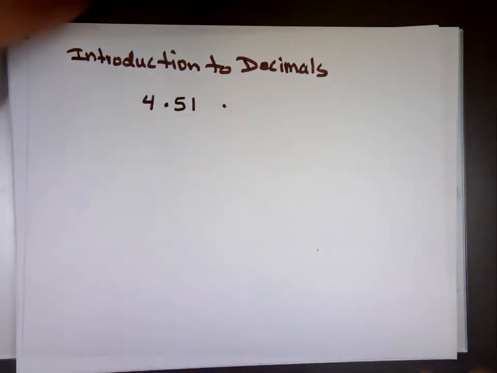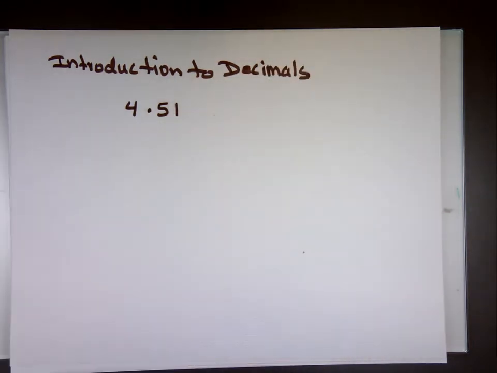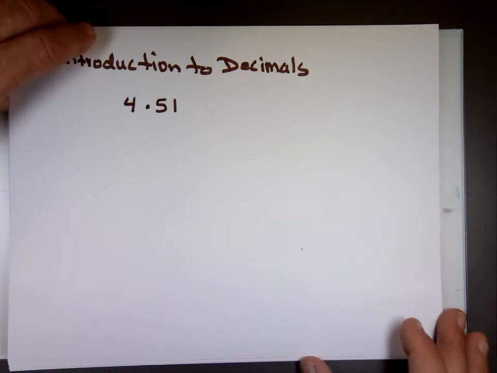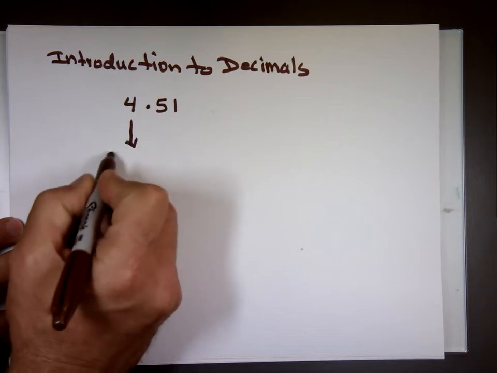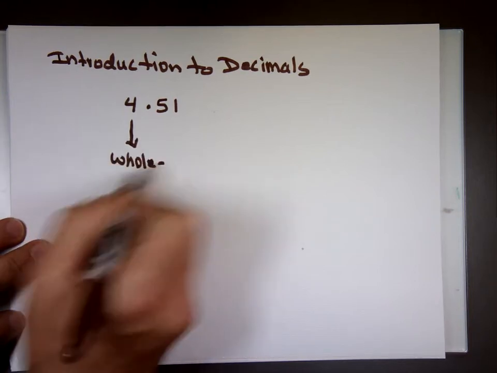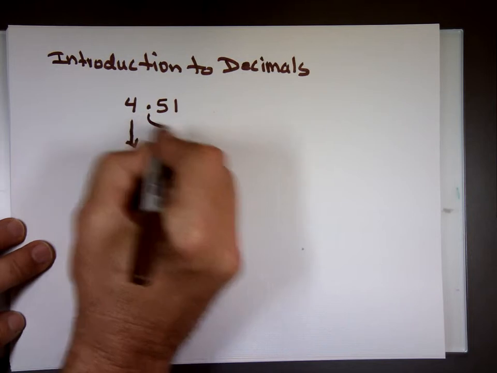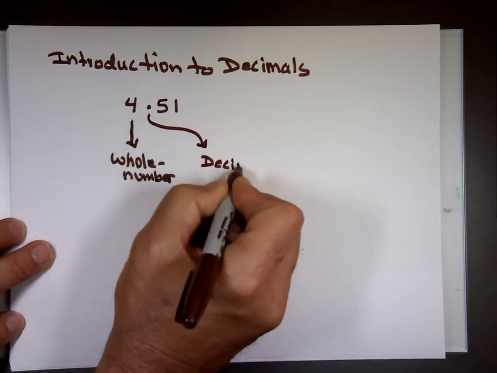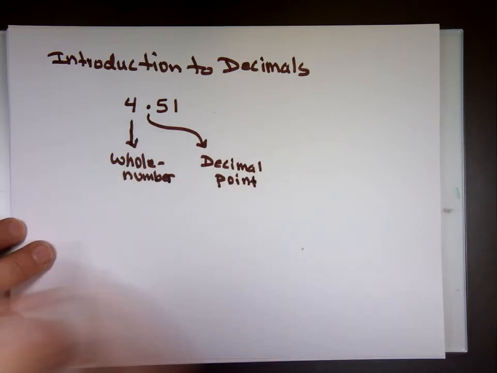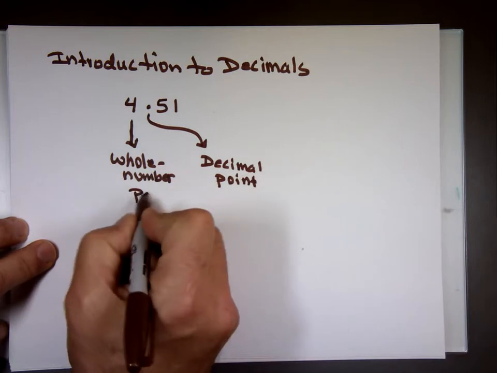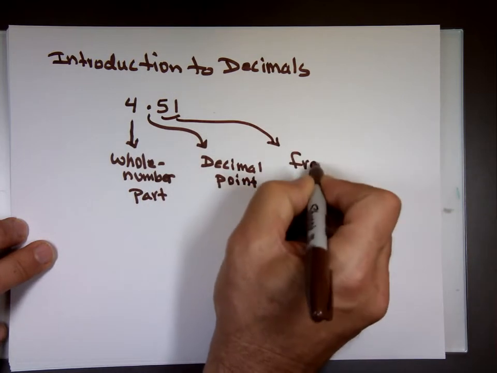4.51. First, there's no such thing as really "point." We don't say it. Mathematically, that's not the right way. When you write 4.51, this piece here is called the whole number. This is known as the decimal point. And the last one, the 51, that's this group here, is the fractional part.